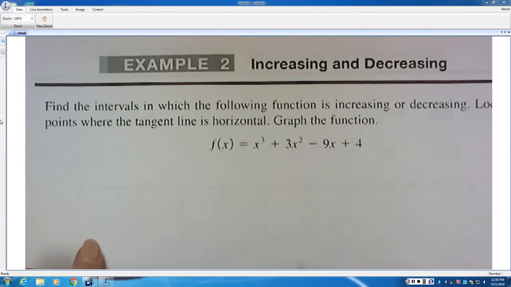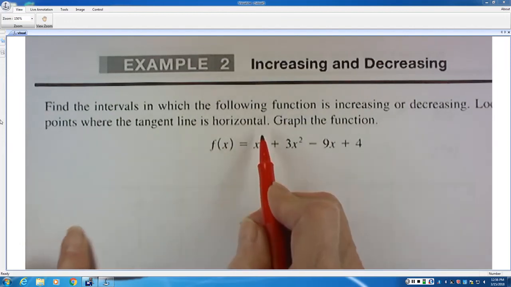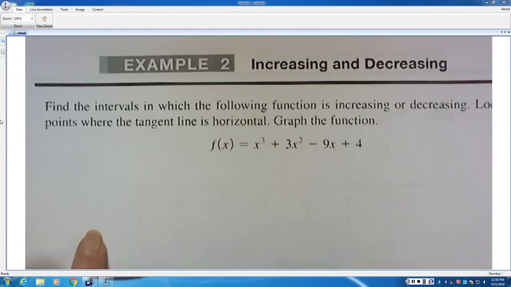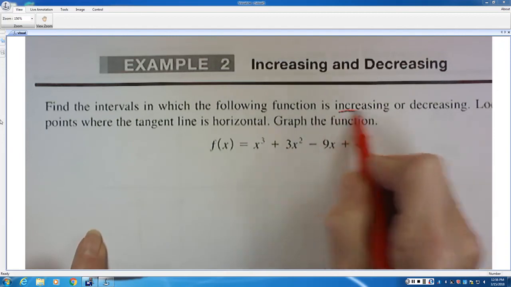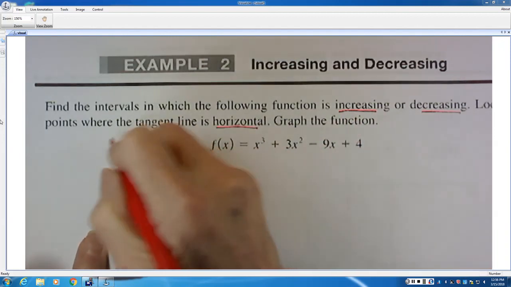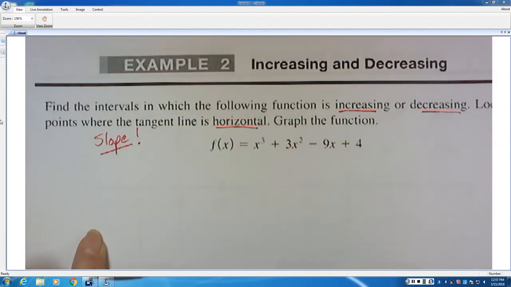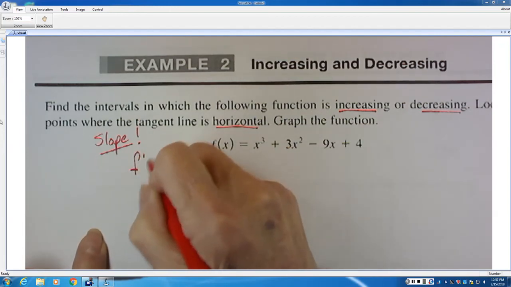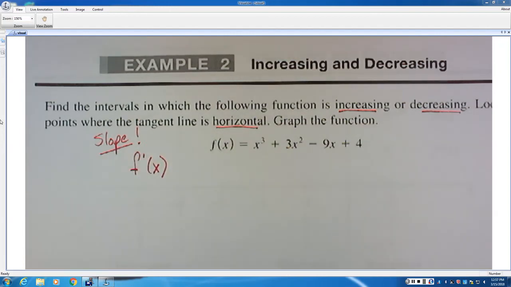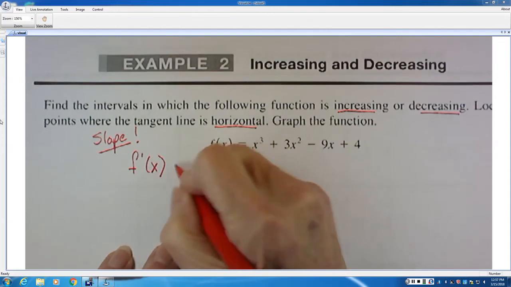First of all, find the points where it's horizontal, find where it's increasing and decreasing. That's talking about slope. When you're talking about slope, you're talking about finding the derivative. There better not be a person in this room that can't take the derivative of that function. What is the derivative of that function? 3x squared plus 6x minus 9. Okay.